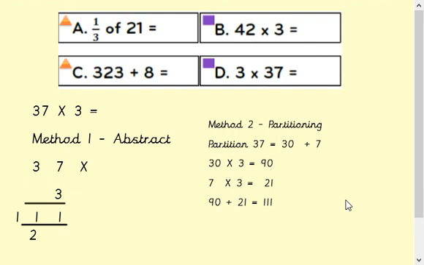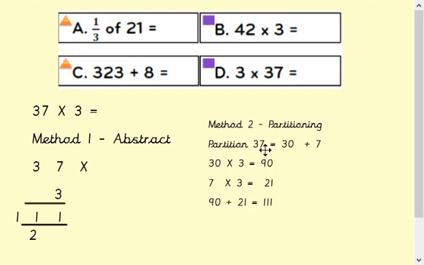First written question, 37 times 3. Could do this a number of ways, but 2 that I would pick this morning would be abstract. For the first method, this is by far the most efficient method. 7 3s would be 21, but we must remember to carry that 2 over into the tens column. 3 3s are 9, and 2 would be 11. So that's the method I would be advising us use, or certainly we've been working towards using as the year's gone on.